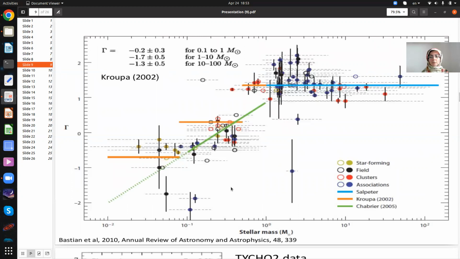You see here different authors, for example Salpeter, Kroupa, Chabrier. We see they had an argument about whether the gamma is constant or not. And you see, for example, for associations they are different, and also for clusters, field, and star forming regions. The gamma is different.